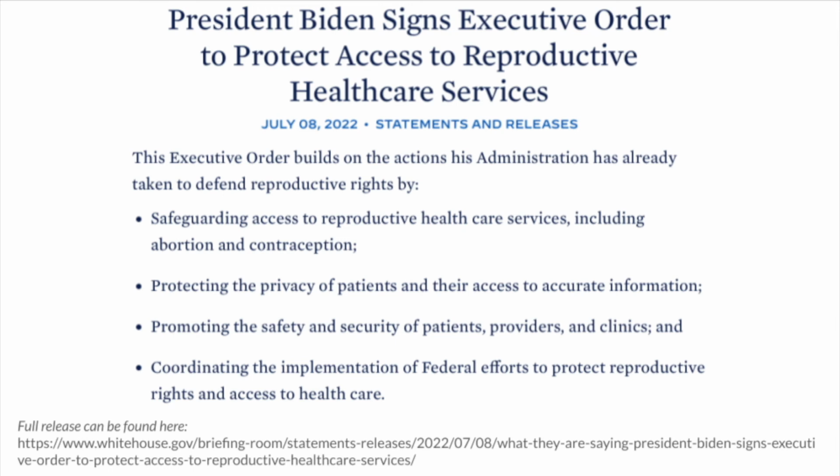The order safeguards access to reproductive health care services, including abortion and contraception, protects the privacy of patients and their access to accurate information, promotes the safety and security of patients, providers, and clinics, and coordinates the implementation of federal efforts to protect reproductive rights and access to health care. However, it is still too early to tell what effects the order will have.